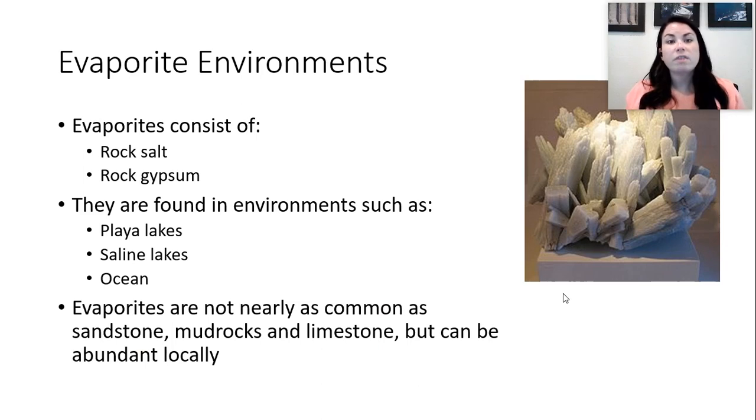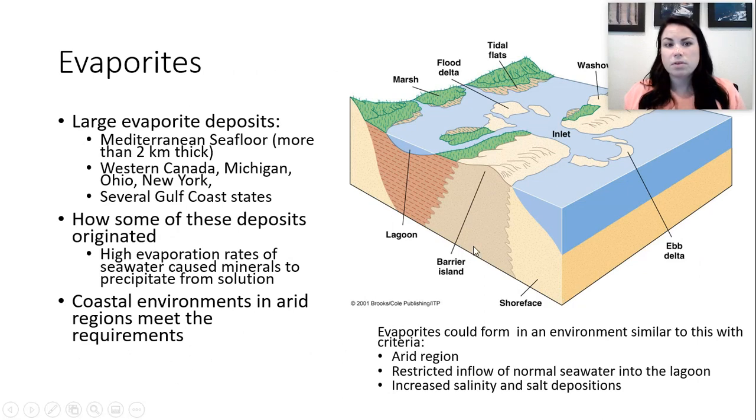Okay, so evaporite environments consist of rock salts or rock gypsum, and they can be found in things like playa lakes, saline lakes, and the ocean. Evaporites are not nearly as common as sandstone, mud rocks, or limestone, but they can be abundantly localized. An example of this is in the Mediterranean, where they can be over 2 kilometers thick. There are also a few other locations around the world where you would see evaporites.